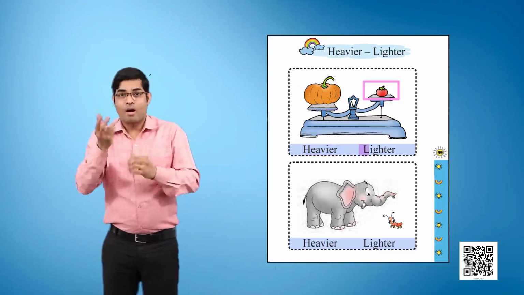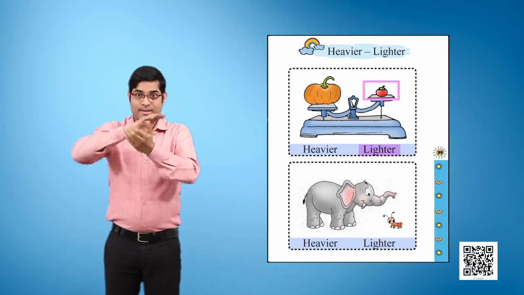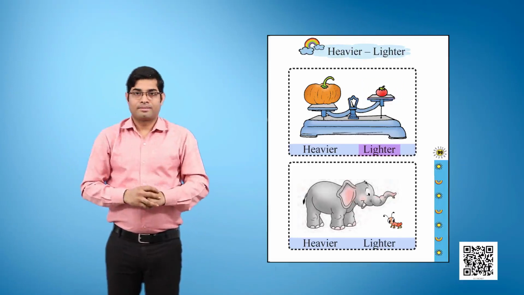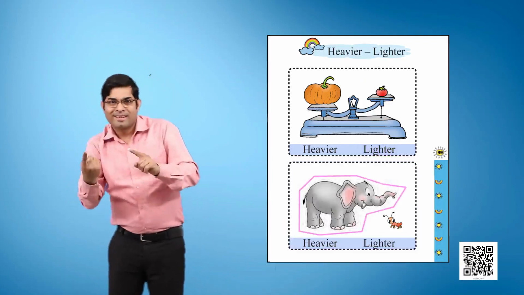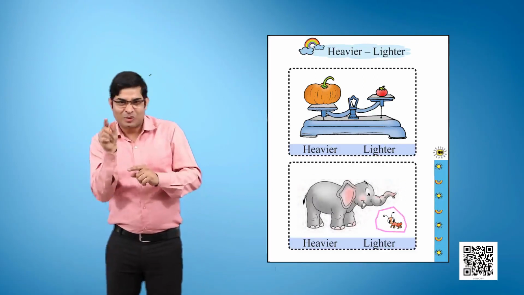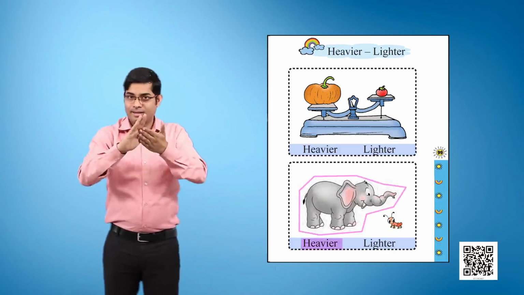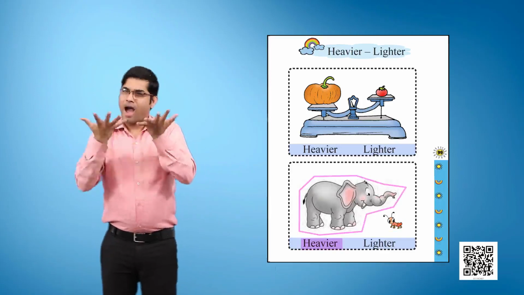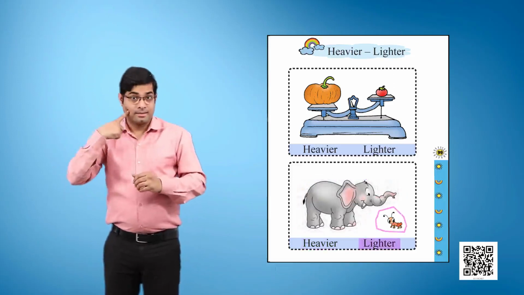And the word lighter is written beneath the tomato. Part 1, Picture 2 shows an elephant and an ant. The word heavier is written beneath the elephant. And the word lighter is written beneath the ant.